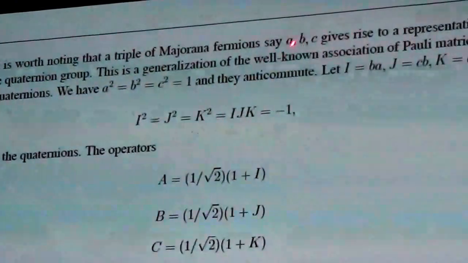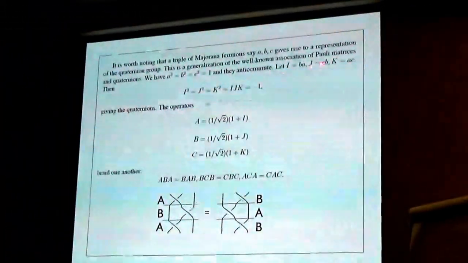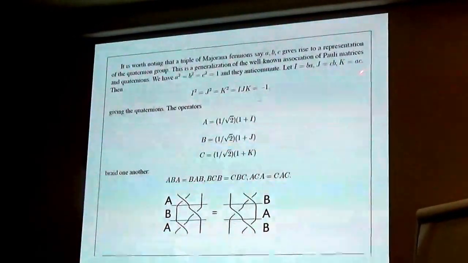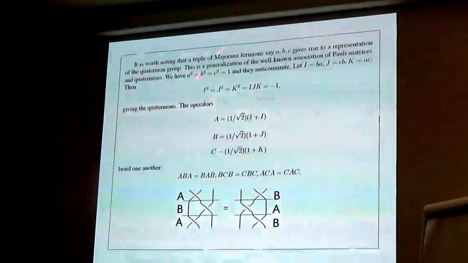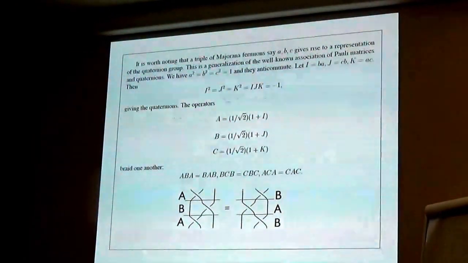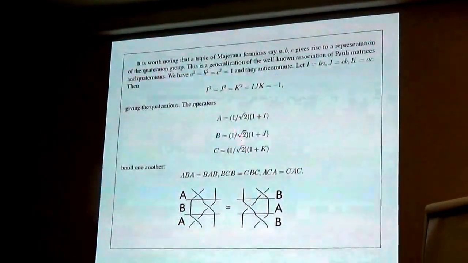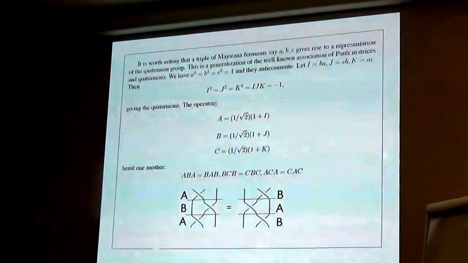If you took 3 Majorana fermions, you can get the quaternions out of them. This is the A's: BA, CB, AC. And if you check, they all square to minus 1 and IJK equals minus 1. We create the quaternions out of them. And these are the braiding operators for them. And of course, they all commute. They all do braiding just like I said before for the same reason.